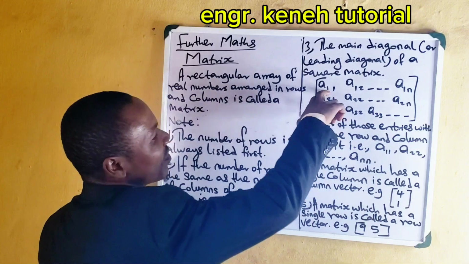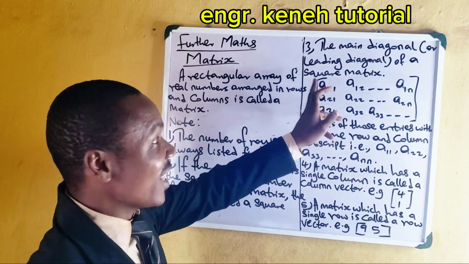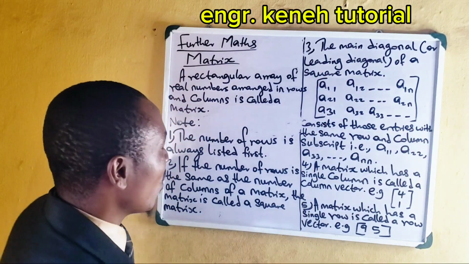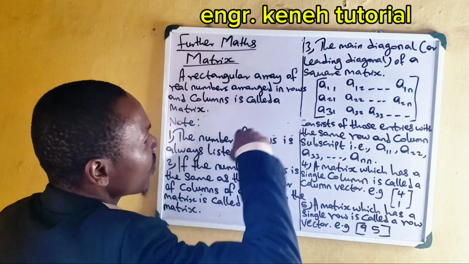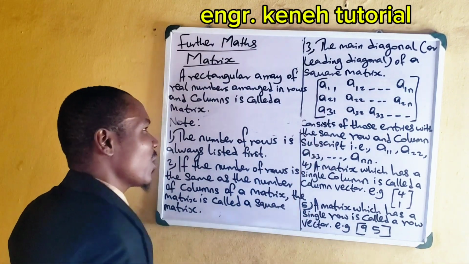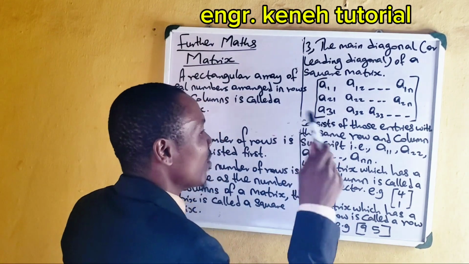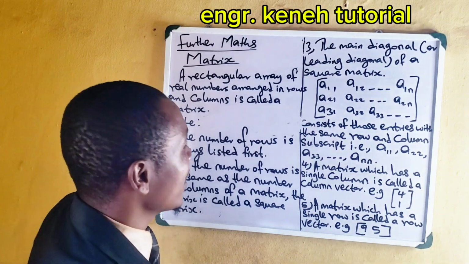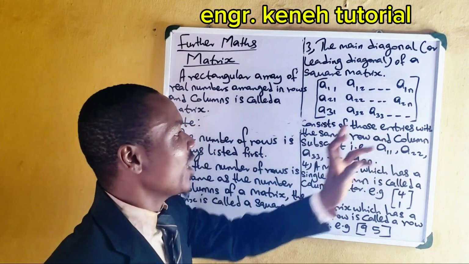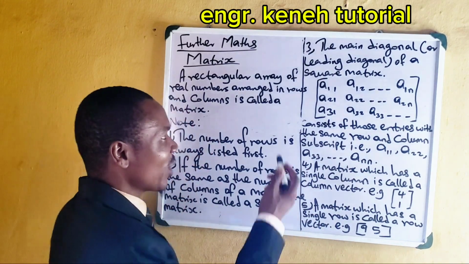It starts from where we have row 1, the first row. The diagonal that starts from the first row, can you see it? That's what we call the main diagonal, or leading diagonal, of a square matrix. Remember they said square matrix. When you hear square matrix, it means that the number of rows and the number of columns must be equal. They said the main diagonal of a square matrix consists of those entries with the same row and column subscript.